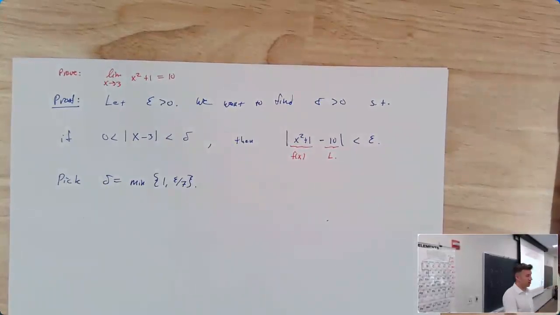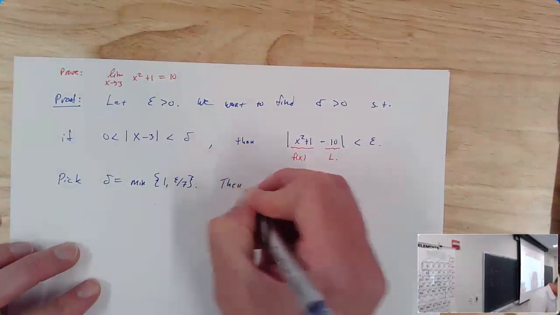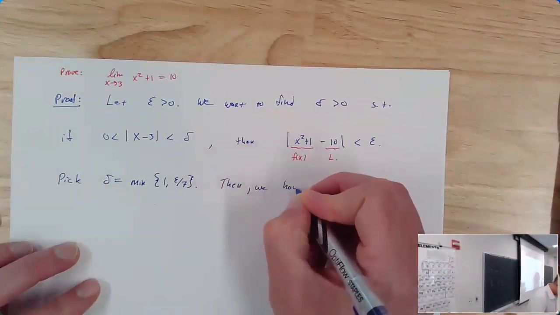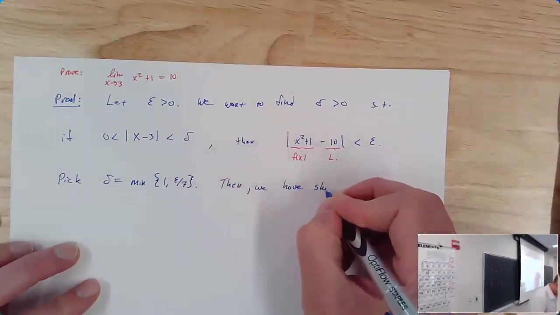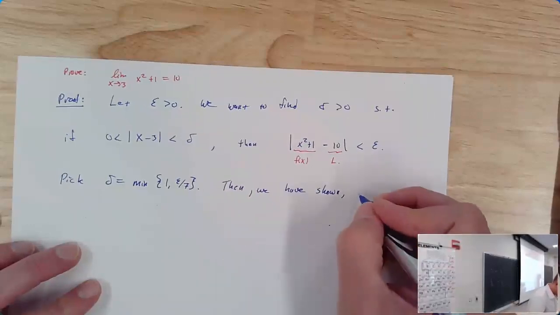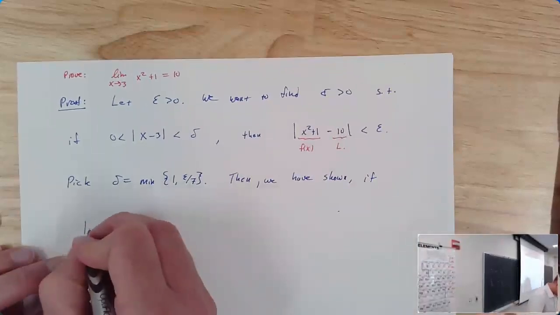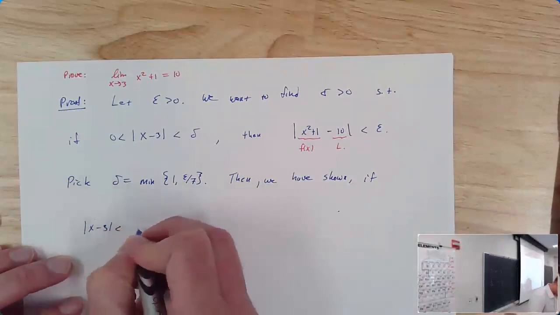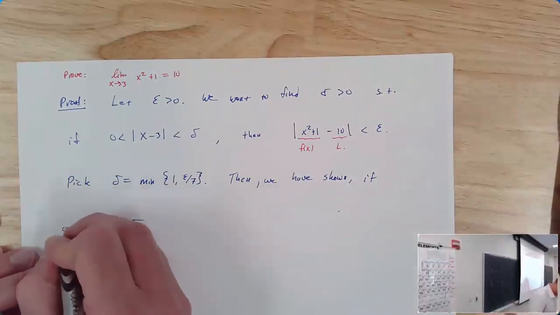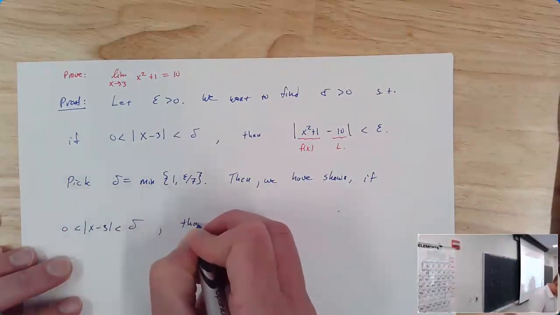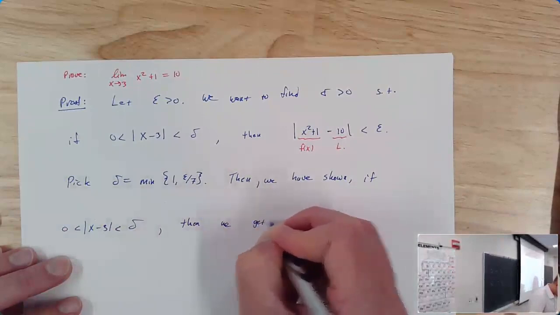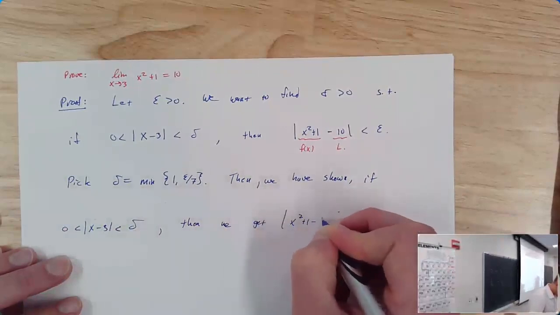And then this is where I would be succinct, is the word I'm going to use. I would not write all the things. I would say, then we have shown, maybe I might refer to the work we showed on another piece of paper, we have shown that if the absolute value of x minus 3 is less than our delta, still bigger than 0, then we get the absolute value of x squared plus 1 minus 10.